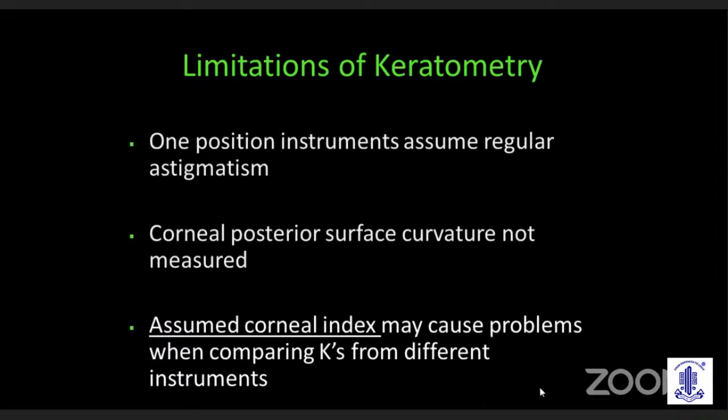One-position instrument assumes a regular astigmatism. The posterior corneal surface is not measured, and an assumed corneal index may cause a problem when you are going to interchange the K between the measurements.